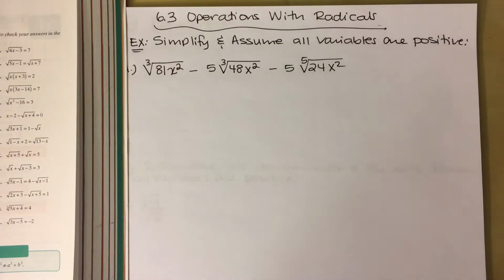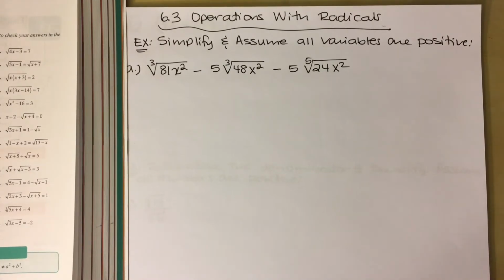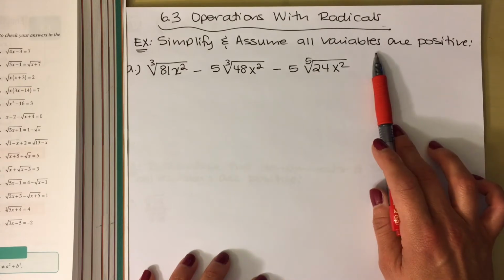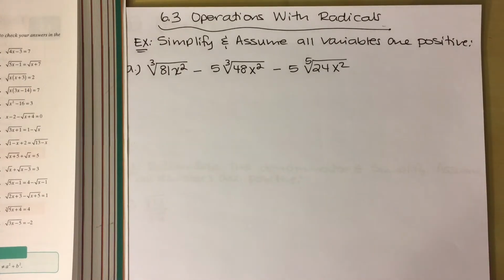6.3 Operations with radicals. In this section, we're going to go over how to combine radicals, meaning adding or subtracting, and also how to multiply radicals. And at the very end of the section, we're going to learn how to rationalize the denominator and also simplify. Let's start with the first example. And we also want to notice that we are assuming that all variables represent positive numbers.